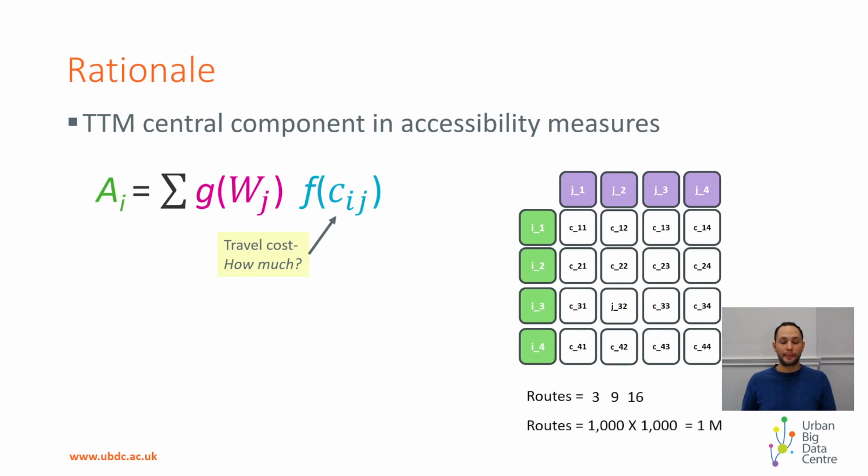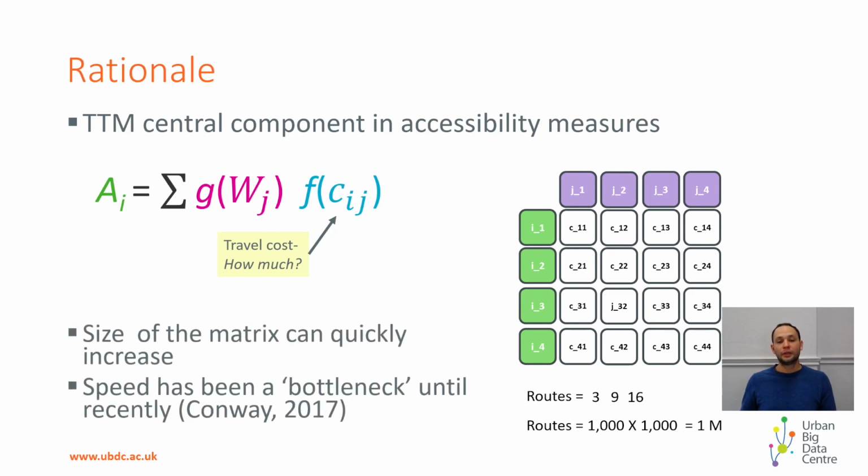In a real case scenario where we have, for example, let's say 1,000 zones, and we want to know the travel time distance from each origin to every possible destination, we will need to estimate a travel time matrix of 1 million. This is to illustrate the point that the size of the matrix can quickly increase. In fact, this has been the bottleneck for estimating accessibility measures, since it would take a very long time to estimate this type of measures.